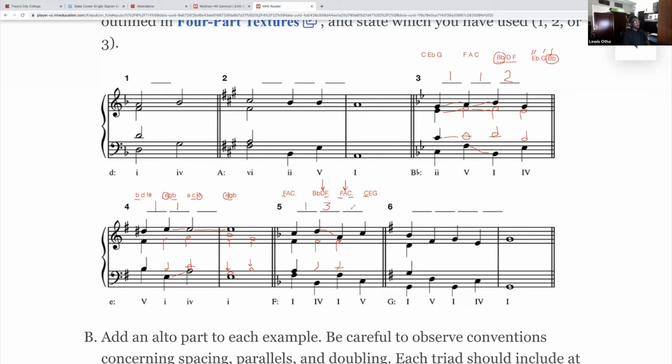Okay, what is 2 again? 2 is common motion by seconds or thirds. So our soprano moved up, so our alto has to move up to G. And the bass moves down. It can't move down, it has to move in the same direction. Oh, okay. To E. Does that work? 2.